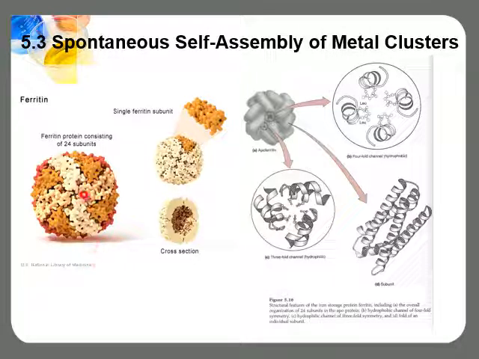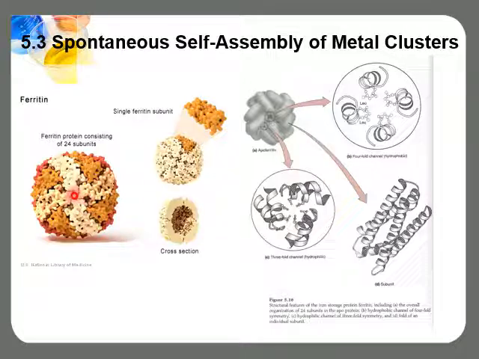And you can see a channel here. Here there is a channel, and it is surrounded by 1, 2, 3, 4 subunits. It's a four-fold channel. And here is another channel, and it is surrounded by 1, 2, 3 subunits. So this channel is a threefold channel.